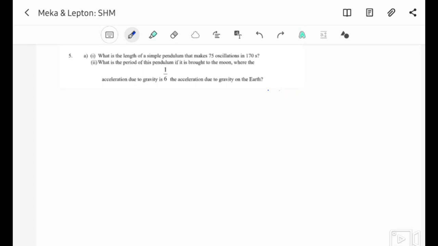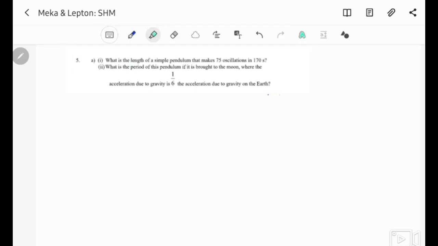Continue with question number 5. What is the length of a simple pendulum that makes 75 oscillations in 170 seconds? Find the length. Then, what is the period if it is brought to the moon, where the acceleration due to gravity is 1 over 6 of the acceleration due to gravity on Earth?